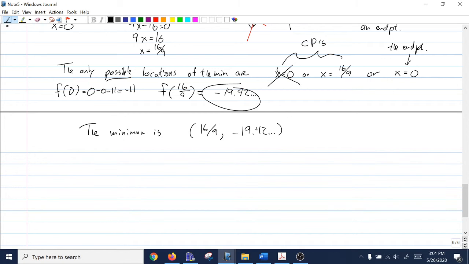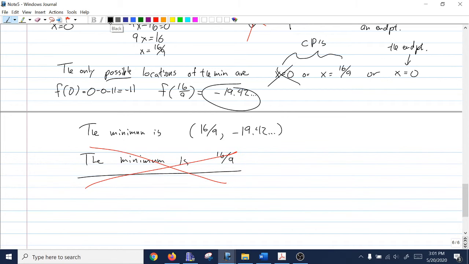The way you phrase this is actually super obnoxious. You're going to be tempted to say the minimum is 16/9. That's not the right thing to say. That's definitely wrong. When I talk about the minimum, I mean what is the lowest y value. That y value is the thing that is the lowest, right? The x value isn't what the minimum is. The x value is where the minimum happens, which is relevant.